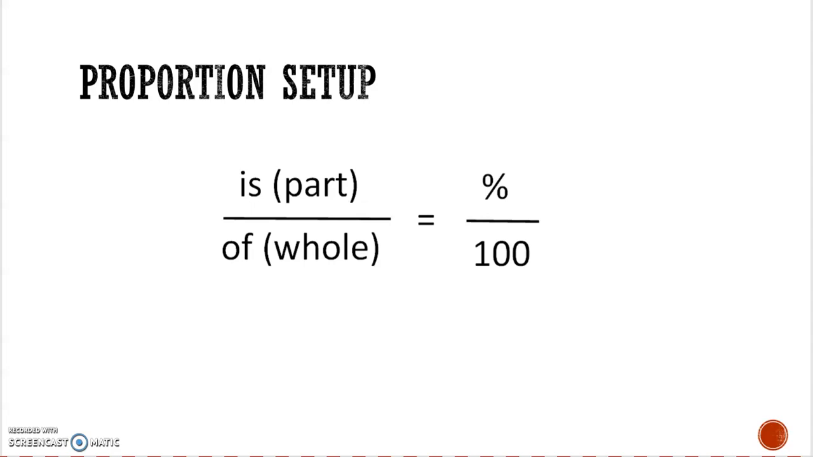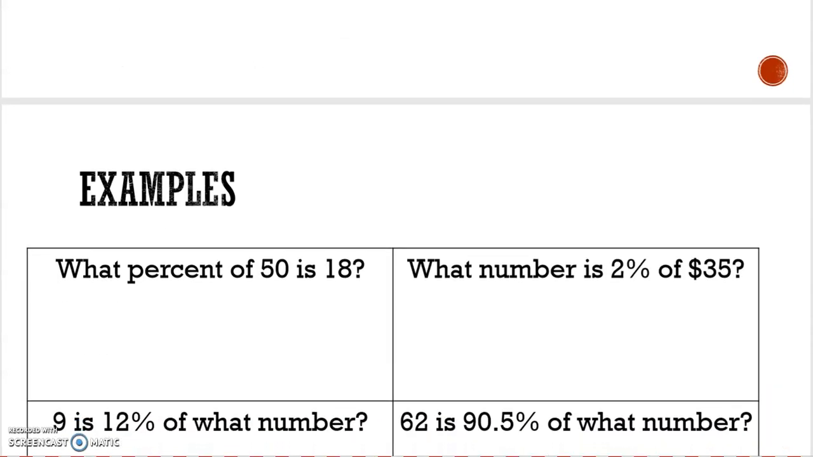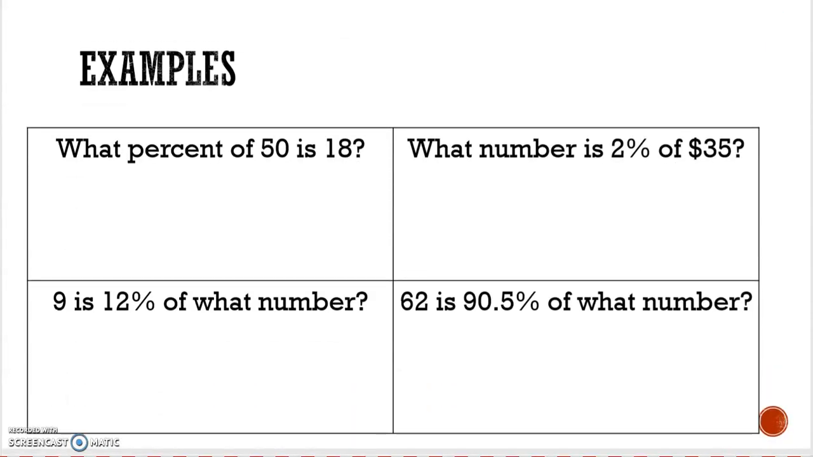The part and the whole that I have written in there is for word problems. Just know that when we're talking about part of the information, that goes on the top. If you know the whole, or the whole information, if you know the total amount, that's going to go on the bottom. Alright, so I'm just going to put it up on top here so we can reference that. Is over of equals percent over 100.